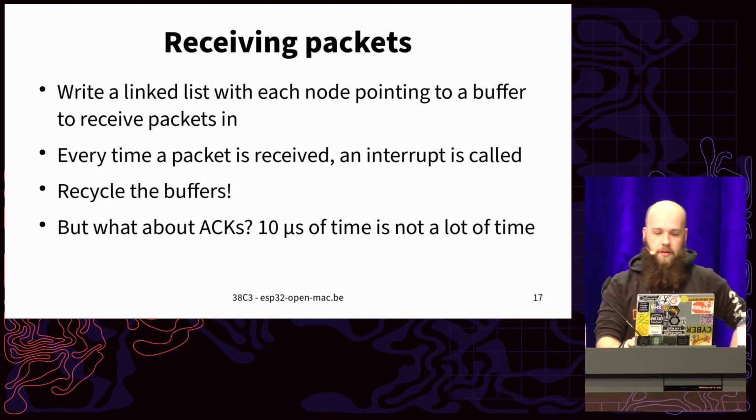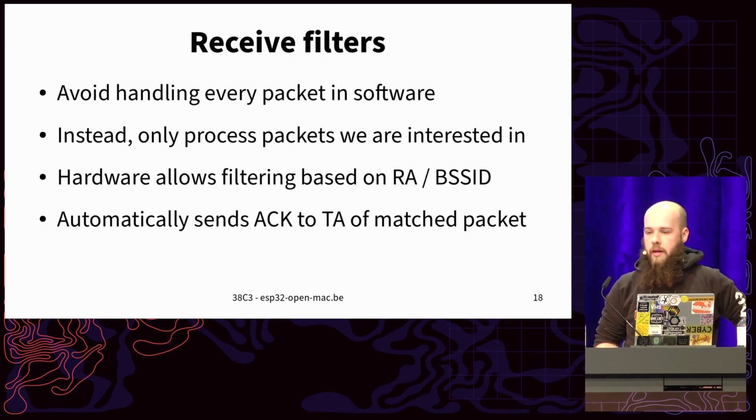Luckily for us, the hardware does it instead of the software, because the Wi-Fi interface has receive filters. So the problem is also if you have to process every packet on the air, that you will get a lot of interrupts and you will waste a lot of CPU time handling packets that you're not even interested in. So the hardware allows us to set receive filters based on the MAC addresses in the packets. And then the hardware will only pass packets to software that matches those receive filters. It also automatically sends back an ACK to the transmitter address of the frame, so you don't even have to do that.